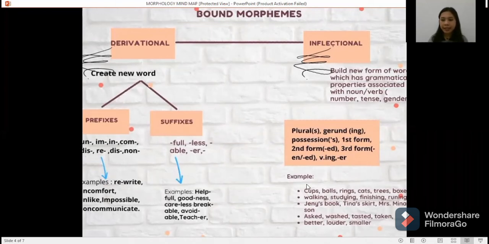So let's see the examples: cups, balls, rings, cats, trees, boxes as plurals, and walking, studying, finishing, running as gerunds. Chinese book, that's what I mean about possession or apostrophe. Chinese book, Tina's skirt, Mrs. Mina's son. And as a third form: asked, washed, tested, taken, and as comparatives, such as better, louder, smaller, and so on.